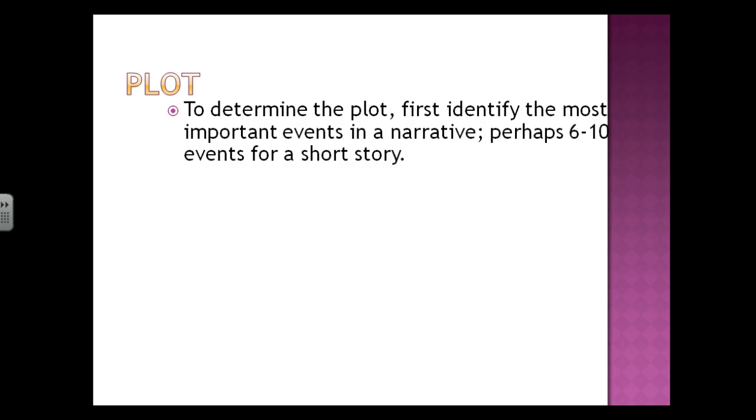To do this, first you have to identify the most important events in the narrative, perhaps 6 to 10 events for a short story, and list those events in the order they occur. Which order depends on how you're doing time. If it's flashback and foreshadowing, you might just do the order they're revealed. Otherwise, some people like to do it in the chronological order of the events. But 6 to 10, make it manageable.